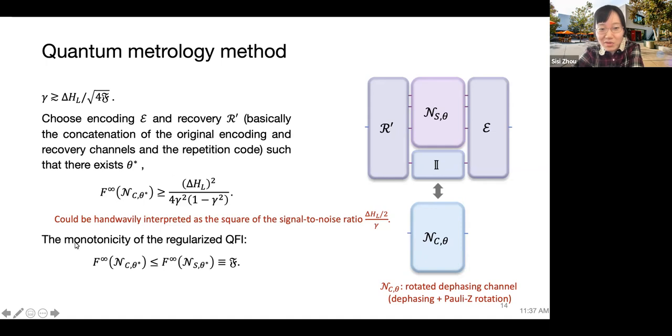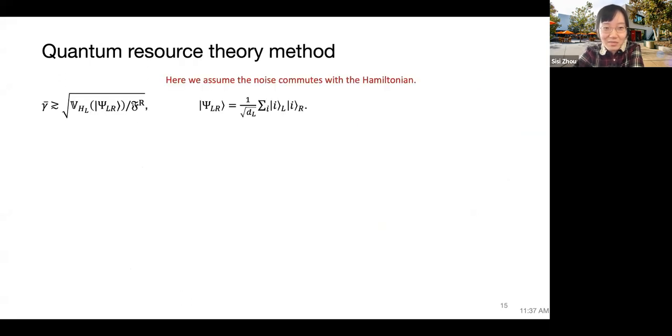And now we just use the monotonicity of the regular QFI to find out how to relate this QFI after the error correction and the QFI before the error correction. So that's the quantum metrology method.